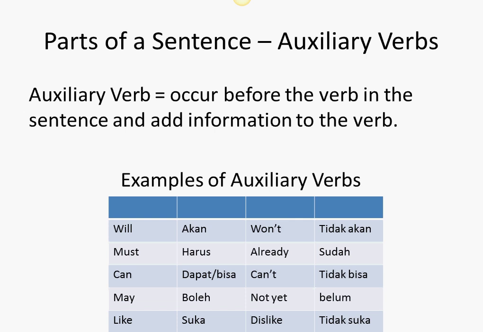Now another part of sentences that we find common in all sentences is auxiliary verbs. We've got a list there of some examples of auxiliary verbs in Indonesian, but the basic explanation is they occur before a verb in a sentence and usually add information to a verb. So you've got some examples there: will, must, can, may, like. You can add these to sentences just to give extra meaning, extra information, and they can usually be interchangeable. You can replace them at will, and the sentence will still make sense.